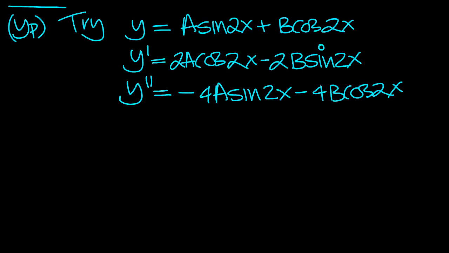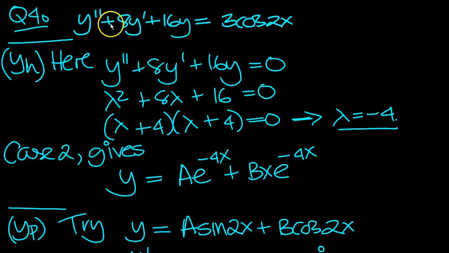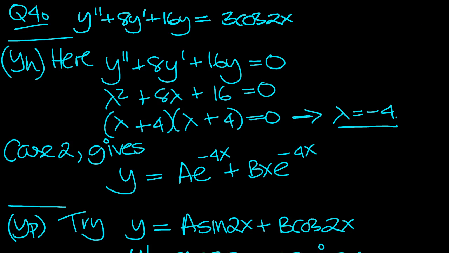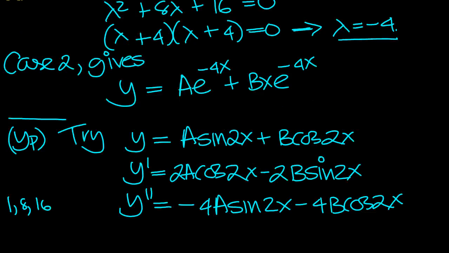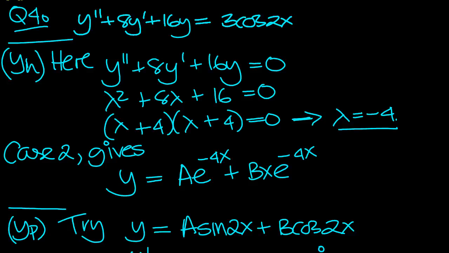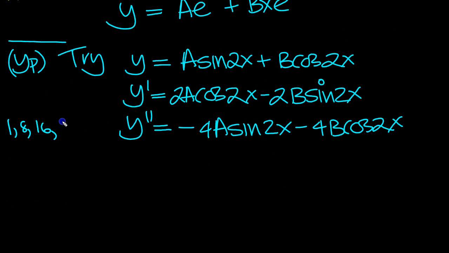So we want to sub it in, don't we? So let's just remind ourselves what we were dealing with. Let's go back up then. y double dashed plus 8y dashed plus 16y equals 3 cosine 2x: 1 of these, 8 of these, 16 of these equals 3 of those. Okay? So substitution then. Remember what we said? It was 1, 8, 16 equals 3. I'm just putting the numbers to remember.